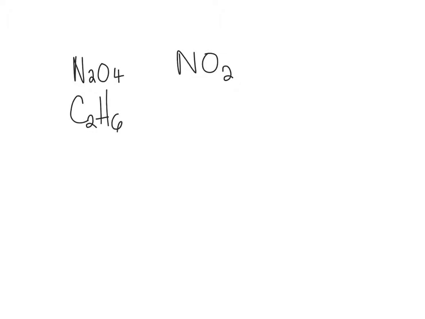So formula then for N2O4, NO2. We divide. So we have the lowest whole number ratio. So we divide N2O4 by 2. Oh, we just did C2H6. So it's CH3. How about H2O? What's its lowest whole number ratio? H2O. Sometimes your empirical formula is the same as your molecular formula.